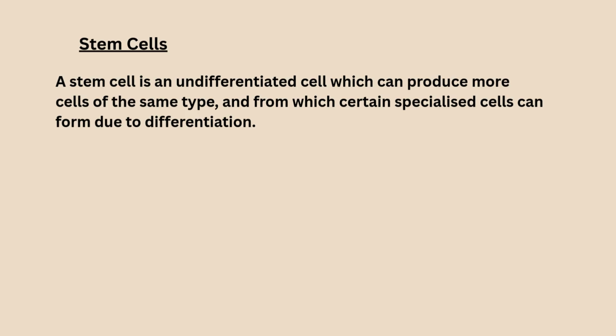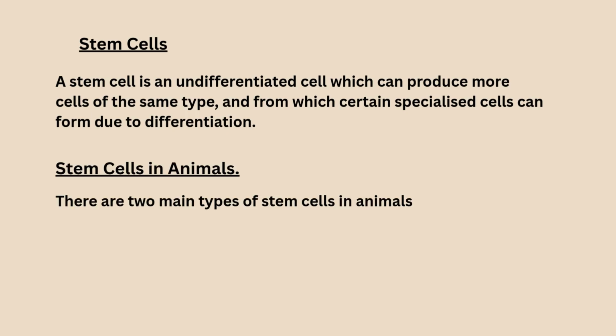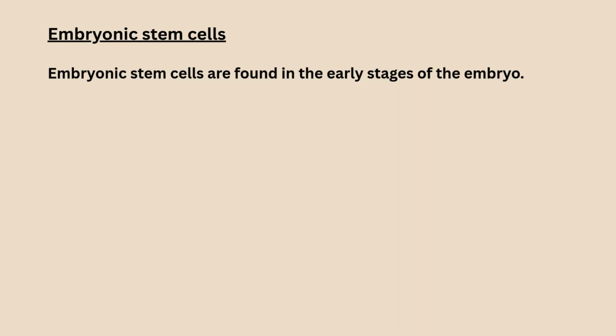A stem cell is an undifferentiated cell which can produce more cells of the same type and from which certain specialized cells can form due to differentiation. There are two main types of stem cells in animals: embryonic stem cells and adult stem cells. Embryonic stem cells are found in the early stages of the embryo.